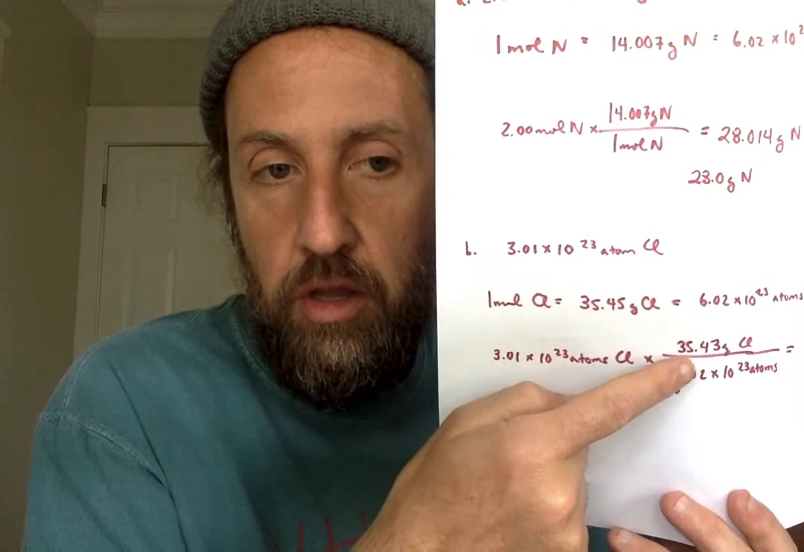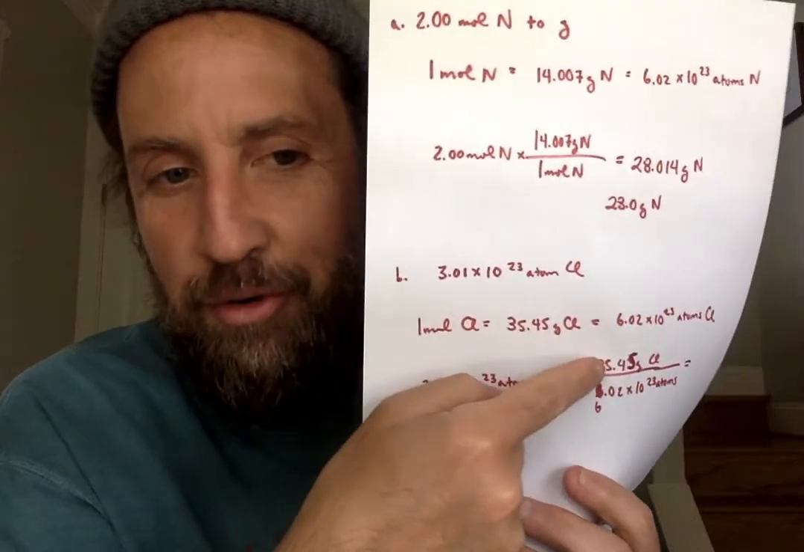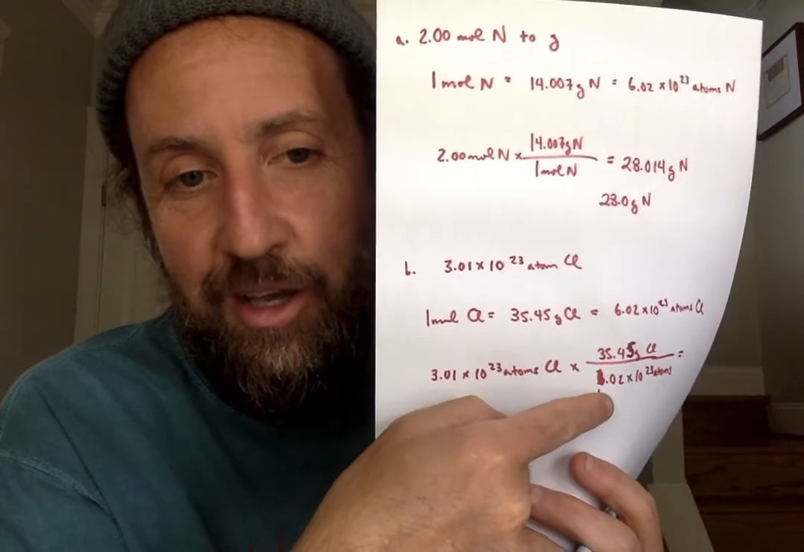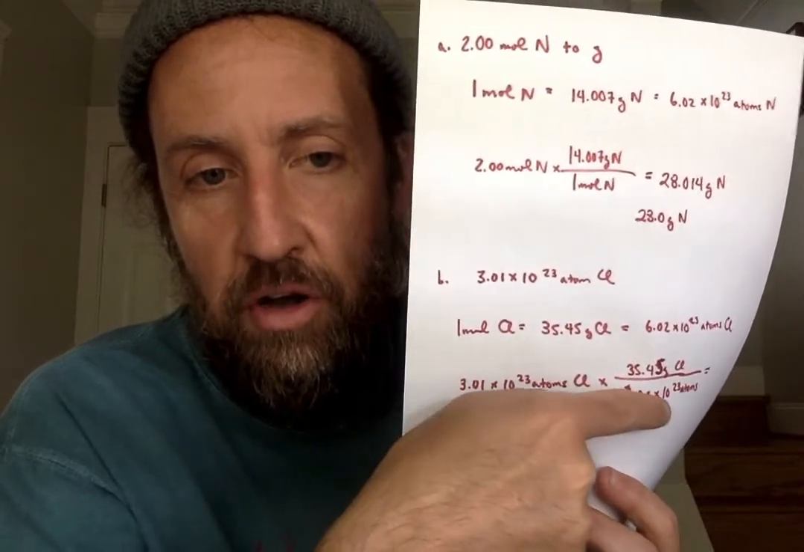It's 35.453. That's what I grew up using. So 35.45 grams of chlorine, there it is. And then the atoms cross off with the atoms, leaving us with the grams.